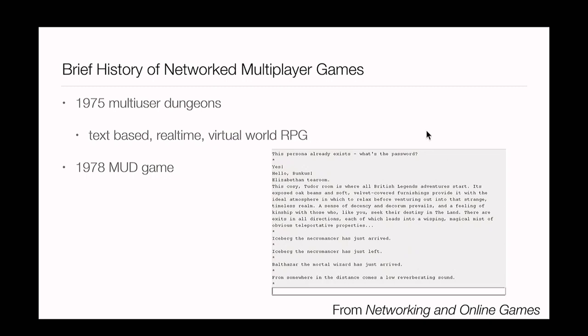That screenshot there shows you something typical of the time, right? And so your game is just a wall of text. In this particular game, if you can read it, I'm not sure you can see here, players are coming into the game and leaving the game. So here, Iceberg the Necromancer has just arrived, and then Iceberg the Necromancer has just left. So this is a true multiplayer game where players can join the game and then freely leave the game at any time, right? And notice the game doesn't crash when they leave.